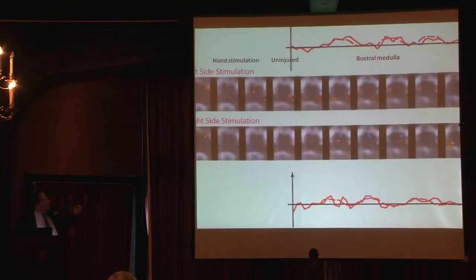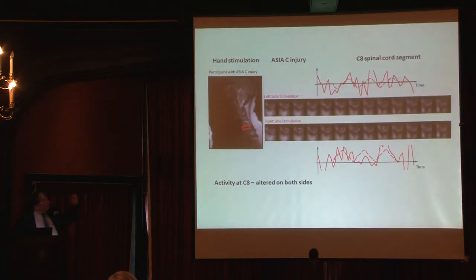Now in comparison, here's a person with a sensory incomplete injury. I've just picked a few specific examples to show. This is a C injury, and again we're stimulating the right and left hand and looking at about the C8 level. So we're just below the level of injury. You can see the cross-sectional anatomy of the cord changing right at the edge of the injury, and as we go down, the cord cross-sections look a little bit more normal.